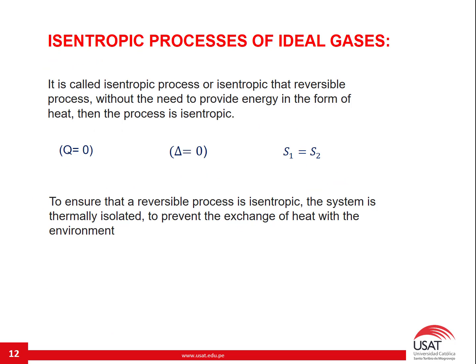Isentropic processes of ideal gases. It is called an isentropic process, that reversible process in which, without the need to provide energy in the form of heat, the entropy stays constant. In this reversible process there is no heat exchange of the system with the environment, so it is said that the process is also adiabatic. Q equals 0. To make a reversible isentropic process, the system is thermally isolated, to prevent the exchange of heat with the environment, since many engineering systems, such as pumps, turbines and diffusers, are essentially adiabatic. They do not exchange heat with the medium.